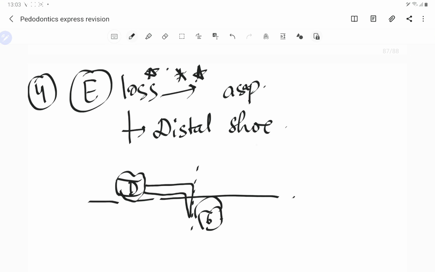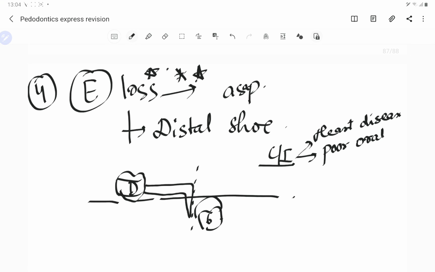But guys, the distal shoe space maintainer is contraindicated if there is a heart problem, if the child has endocarditis, if there is poor oral hygiene, or if there is any bleeding disorder, say hemophilia. All these situations are contraindications because it requires a slight surgical procedure.